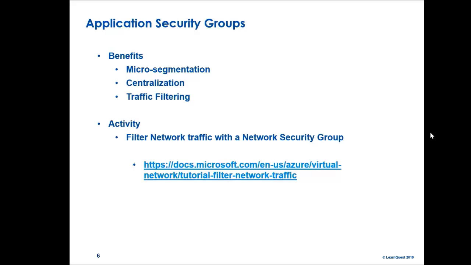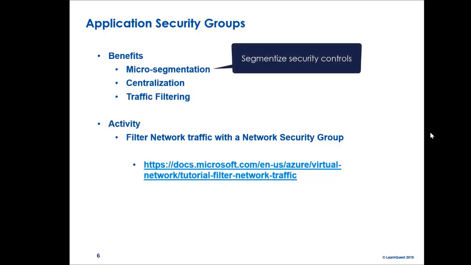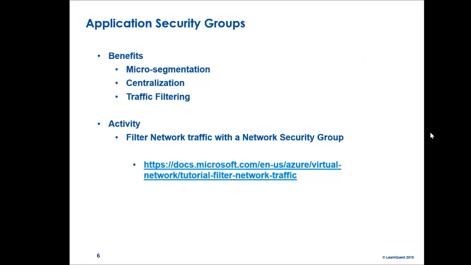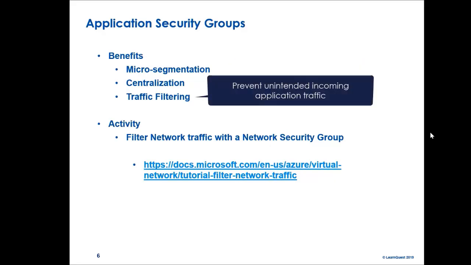Another key feature of Azure is using application security groups. You can apply security based on the type of application you deploy. Now, this provides an increased granularity for the security applied to types of resources, further segmenting your security controls. Security groups provide increased centralization over logging, reporting, and cost management through resource tags and resource tag management. Security groups also provide increased capabilities of traffic filtering to prevent access from sources that are not allowed.